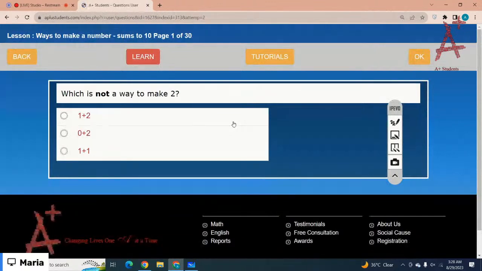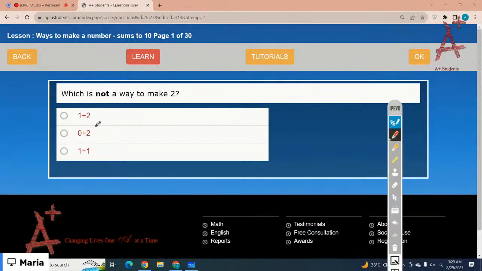Which is not a way to make 2? So which is the correct option? Not a way, right? So you have to select the one that doesn't make 2, right? Just look at the options. 2 plus 1 is 3. 2 plus 0, 2. 1 plus 1, 2. So these are the two options that make 2. And that is the only one which is not a way to make 2, right? The correct option is option number 1.